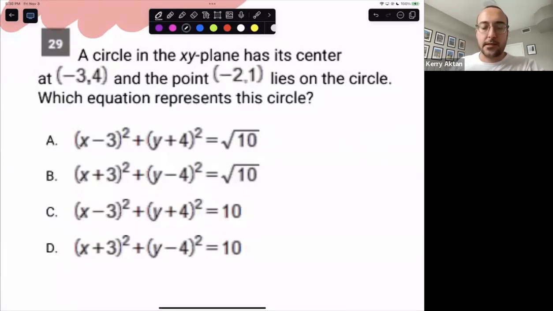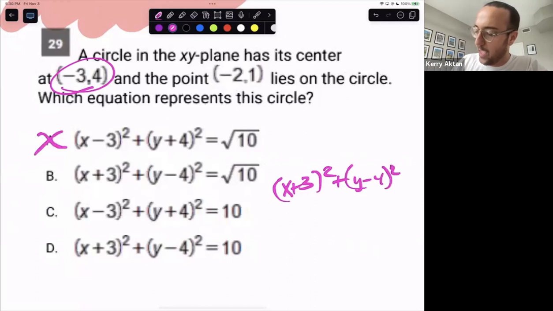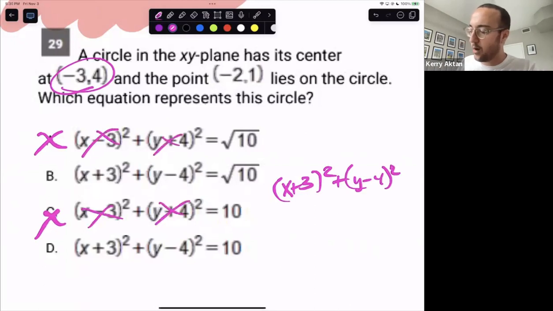Boys and girls, let's try this one together. First of all, just instinctually, the center is (-3, 4), so it's got to be (x + 3)² + (y - 4)². I really don't see many people answering A or C, and that's probably a good thing because they're wrong. Really, just based off the center, they're wrong.